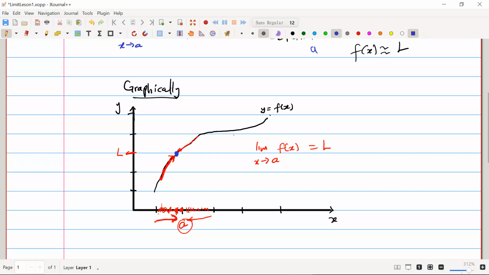In the next lesson, we'll take problems where we have a graph and have to find our limits using the graph. So stay tuned and follow my lessons on limits.